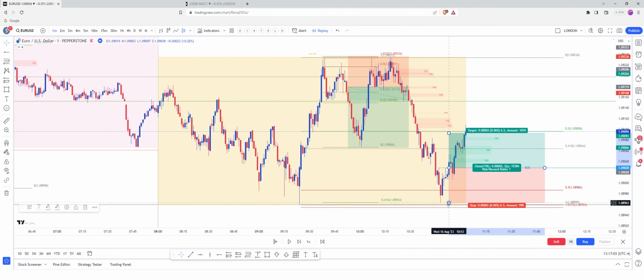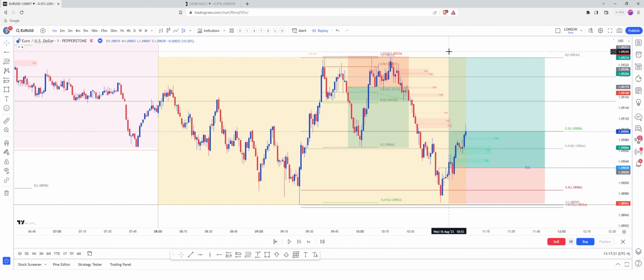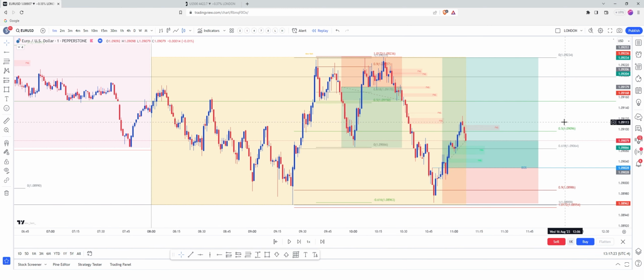Leave the stop loss below the low because we are risk-free anyway, having taken 50% of the trade off. So the 50% profit that we've taken here would cancel out 50% loss if we did take the loss. And we are targeting the equal highs here.